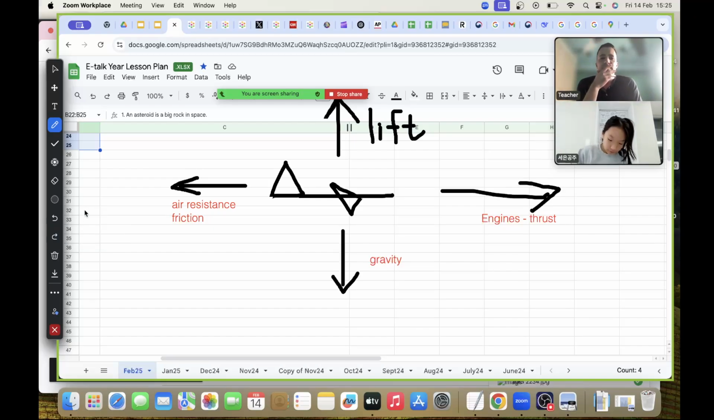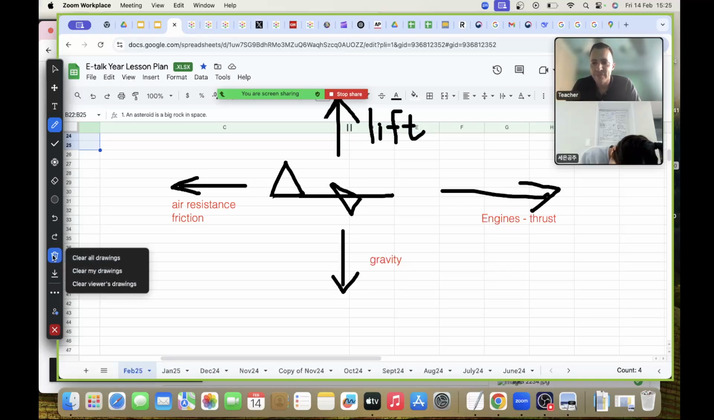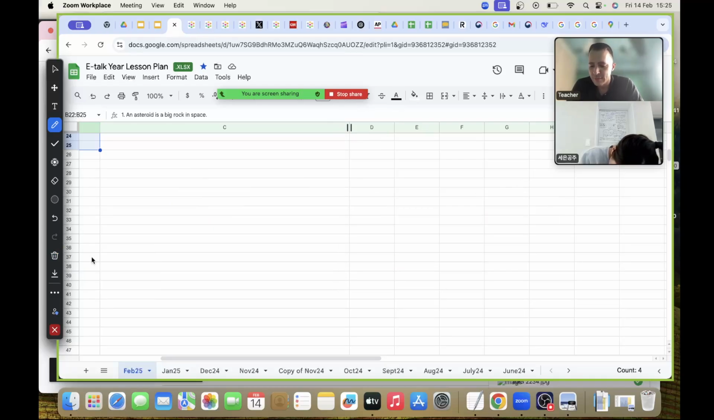Wait, I have to write. Newton's first law. Can you repeat that slowly? So, an object will remain. An object will, yes, will remain moving or stationary unless.